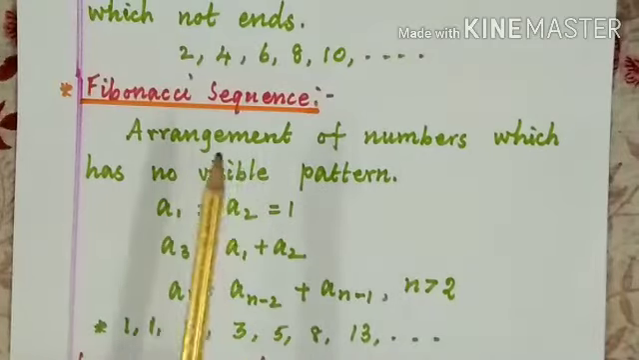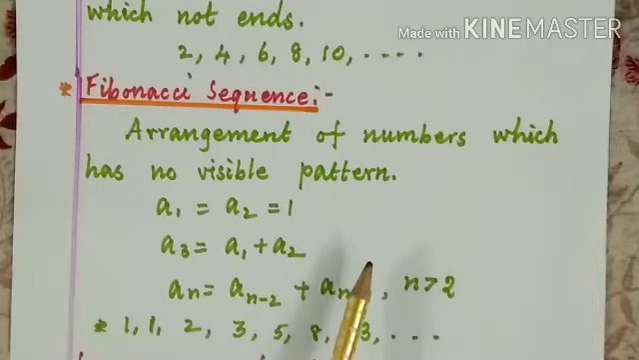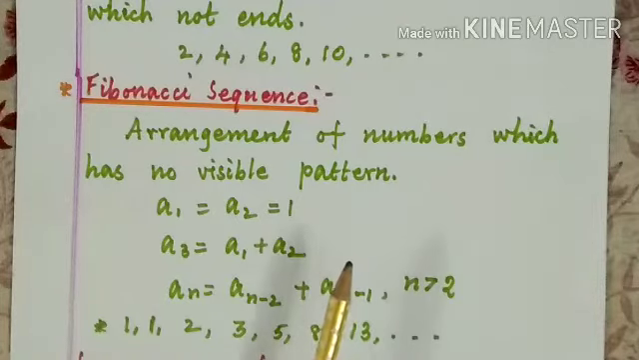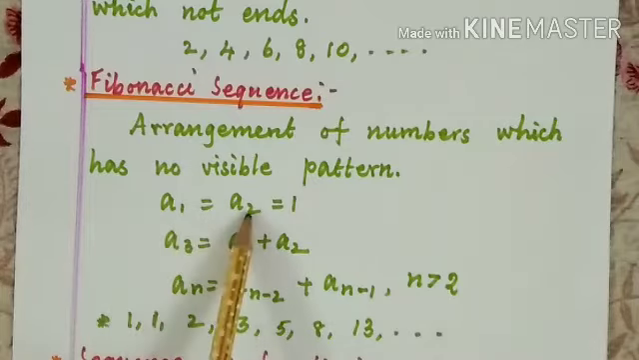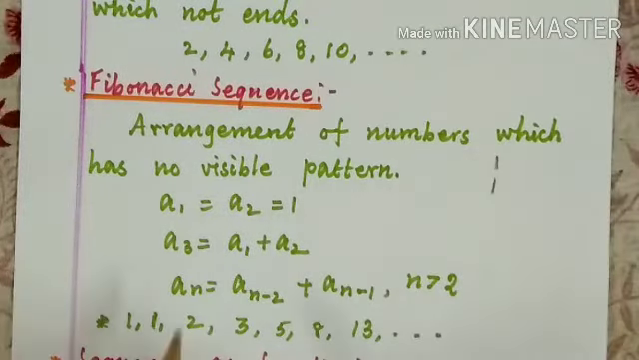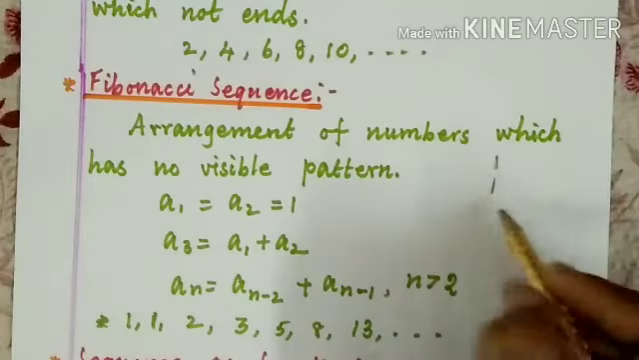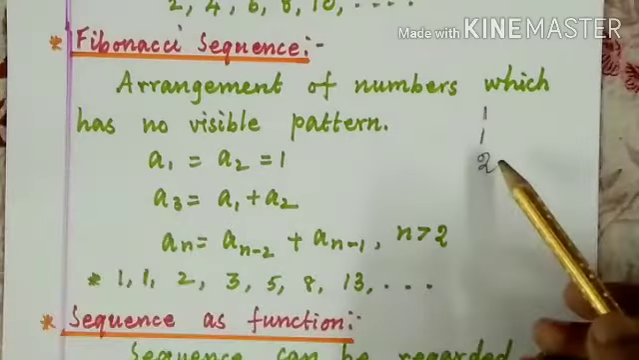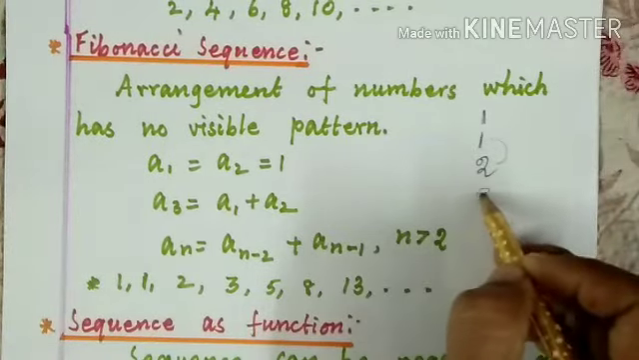We move on to the next heading, Fibonacci sequence, a sequence of numbers which has no visible pattern. That means the arrangement of numbers is not following any pattern. We just take two numbers and based on those two numbers we find the next value. That is known as a Fibonacci sequence. For example, see the first term a1 is equal to a2 is equal to 1, which means the first term and second term are 1. Then the third term a3 is equal to a1 plus a2. That is, the third term is equal to adding the first term and second term. That is 1 plus 1 we get 2. Then the fourth term a4 is equal to adding the second term and third term. That is 1 plus 2 we get 3.